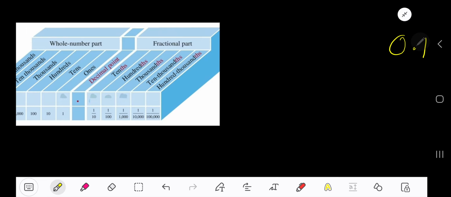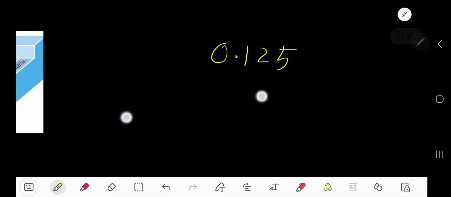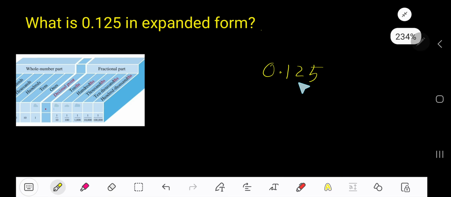Okay, tenths column means 1 over 10, hundredths column means 1 over 100, thousandths column means 1 over 1000. We have "ths" at the end. So now to write the expanded form of this decimal number, we have to write the place value of each digit with an addition sign.